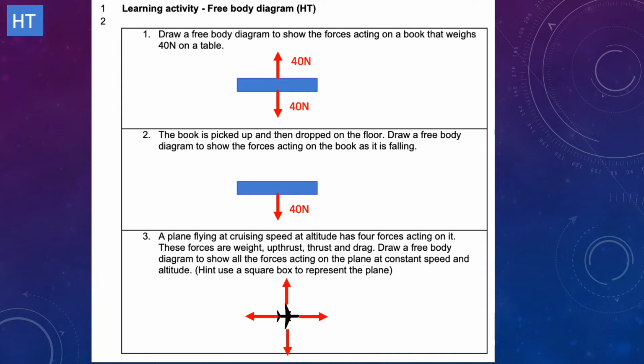So the arrow going to the right should be your thrust, because that's the direction that the plane is going, which means that your drag will be the opposite direction. The other two should be quite simple, because you know that weight is going downwards due to gravity, and your upthrust will be the force that is opposite to weight. Okay.